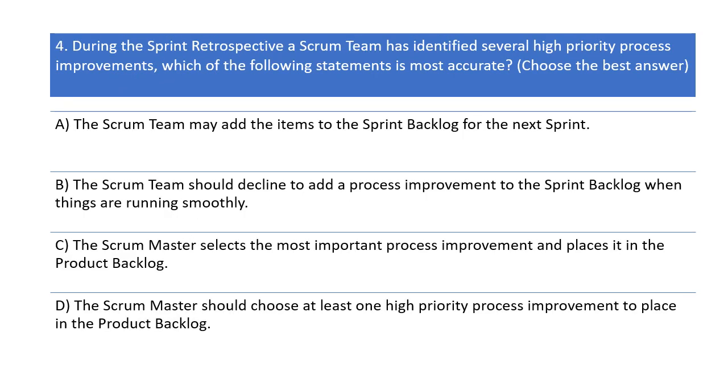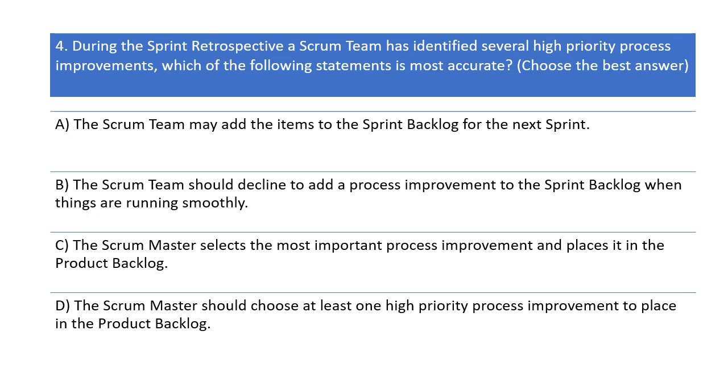Question number 4. During the sprint retrospective, a Scrum team has identified several high-priority process improvements. Which of the following statements is most accurate? Choose the best answer. Option A. The Scrum team may add the items to the sprint backlog for the next sprint.